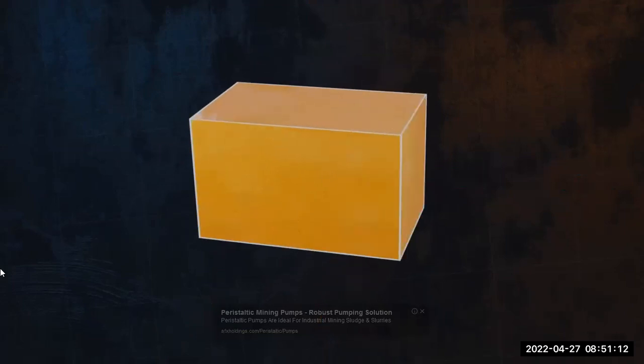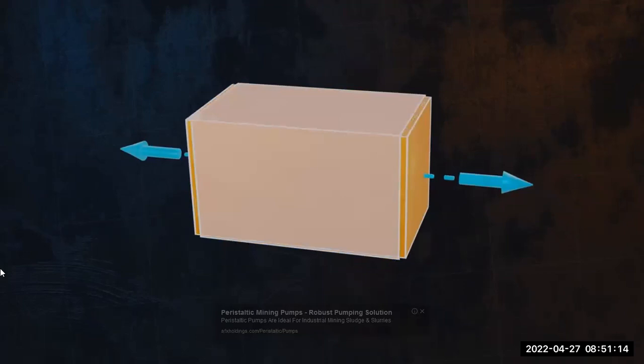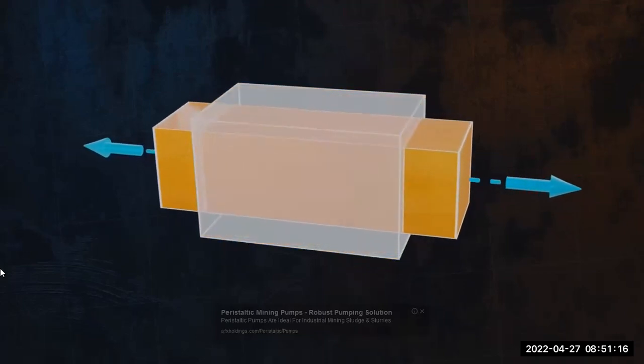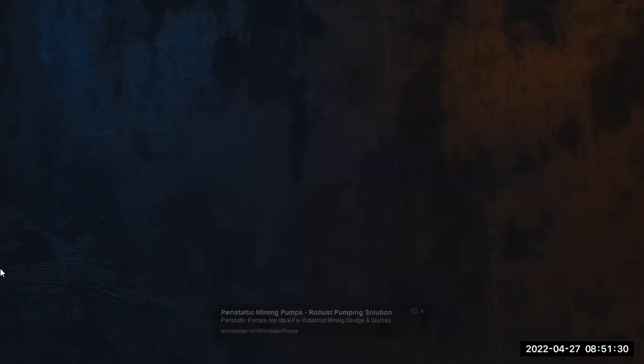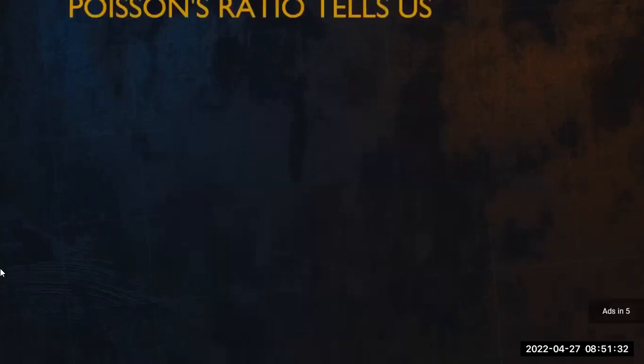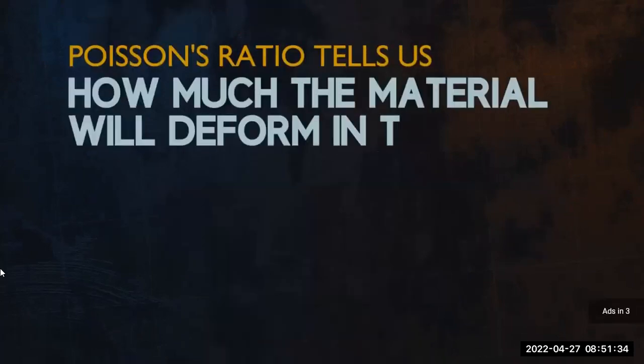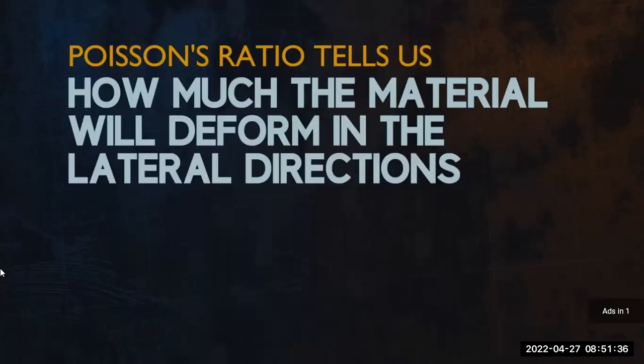If we reverse the direction of the force to apply a tensile load, the cuboid will obviously extend in the longitudinal direction, and it will contract in the lateral directions. The key concept here is that when you apply a load to a material in one direction, the material will also deform in the lateral directions. Poisson's ratio is the parameter that tells us how much the material will deform in the lateral directions.